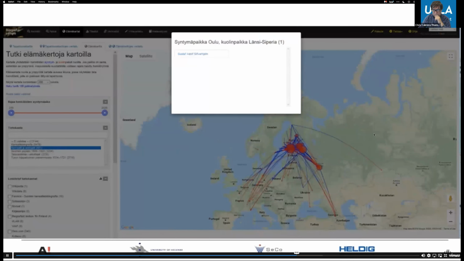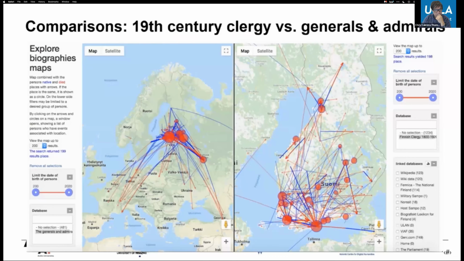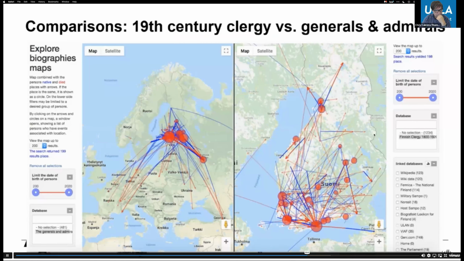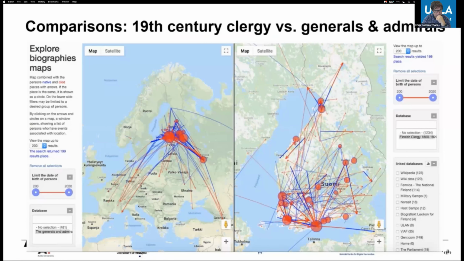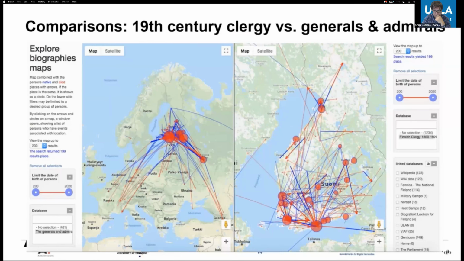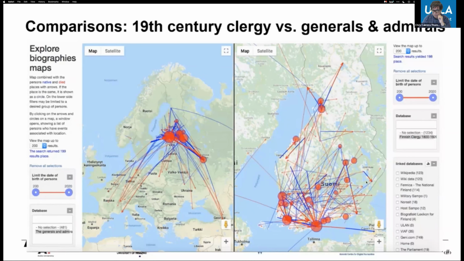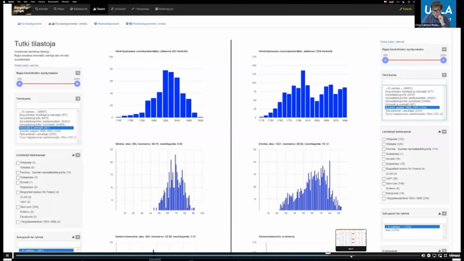The prosopographical views can always be used for two groups for making comparisons. Here the user compares the life maps of the soldiers with those of the clergy in the 19th century. The priests clearly stayed more often in Finland. In addition to visualizations like this, the user can also create various statistics of filtered target groups and find out and analyze networks within the groups.